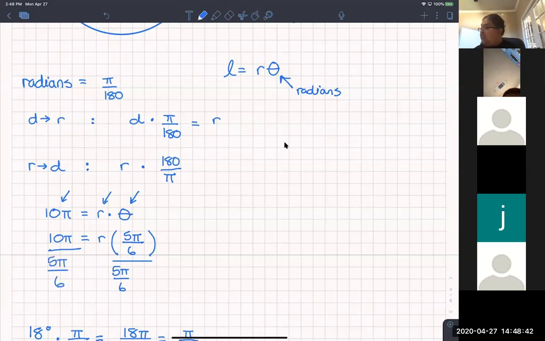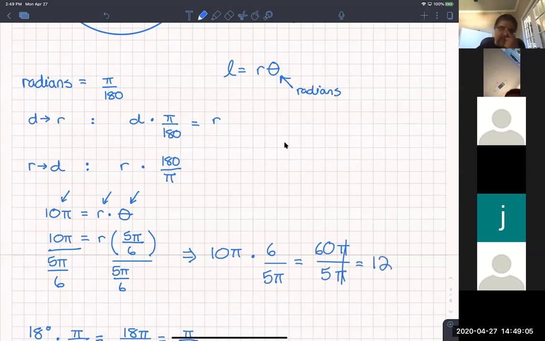Now remember, when you divide by a fraction, you're actually multiplying by its reciprocal. So the reciprocal of 5 pi over 6 is 6 over 5 pi. So that's 60 pi over 5 pi, which gives you a radius of 12.